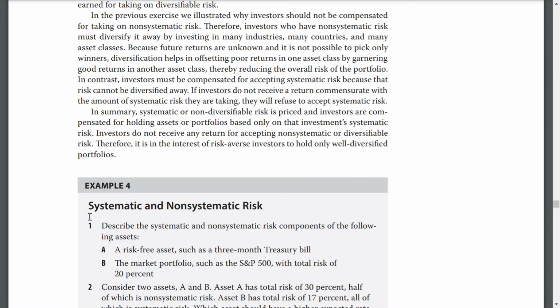In contrast, investors must be compensated for accepting systematic risk because it cannot be diversified away. If investors do not receive a return commensurate with the amount of systematic risk they are taking, they will refuse to accept systematic risk. In summary, systematic or non-diversifiable risk is priced, and investors are compensated for holding assets or portfolios based only on that investment's systematic risk. Investors do not receive any return for accepting non-systematic or diversifiable risk. Therefore, it is in the interest of risk-averse investors to hold only well-diversified portfolios.